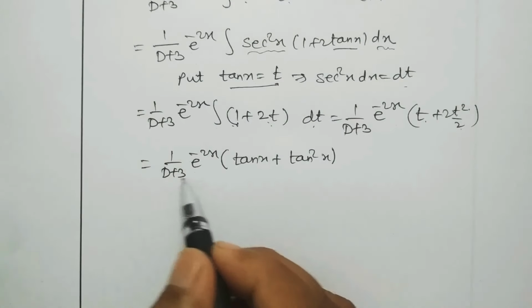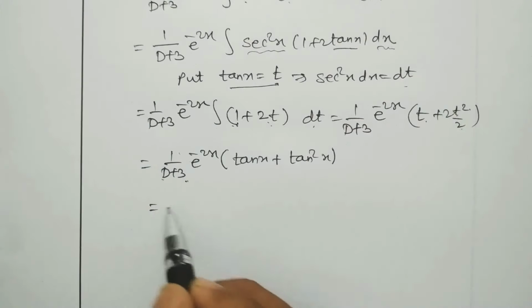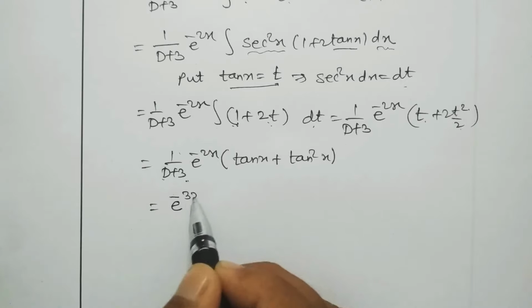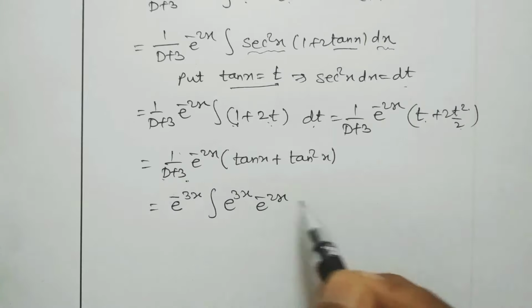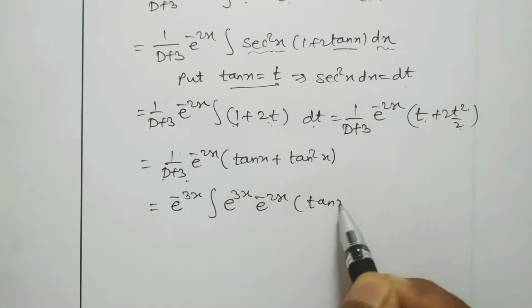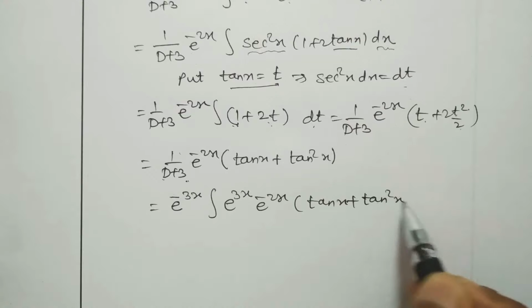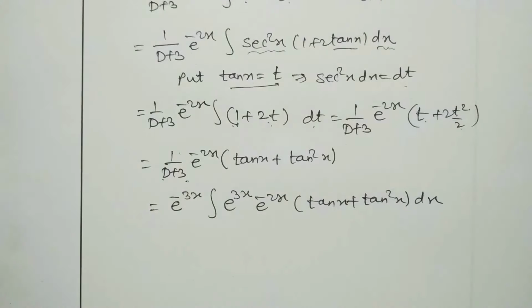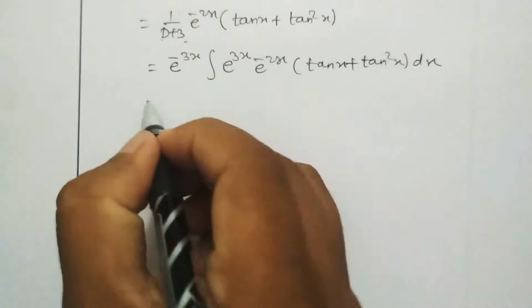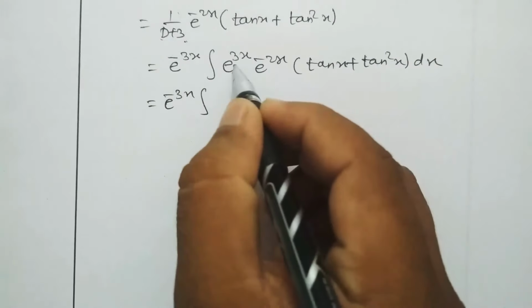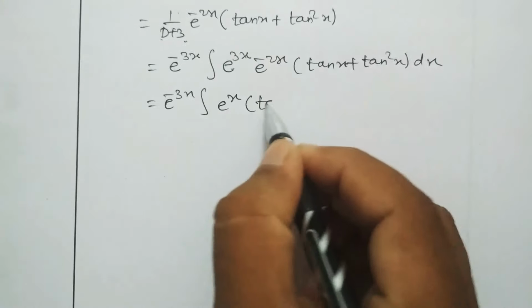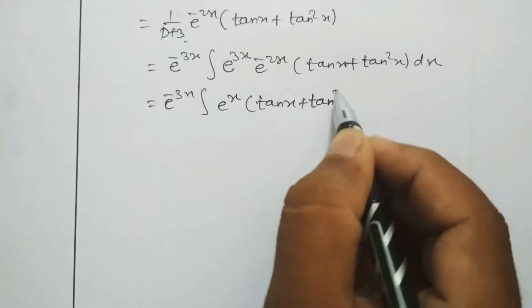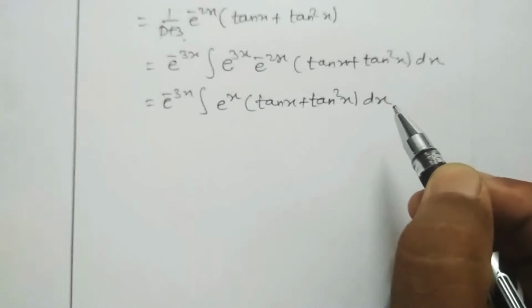Now again applying this D plus 3 factor by using the formula 1 upon D plus m. Here m is 3. So you will get e raised to minus mx, so minus 3x outside, inside e raised to mx, so e raised to 3x into e raised to minus 2x tan x plus tan square x dx. So this is equal to e raised to minus 3x integration e raised to minus 3x into e raised to minus 2x, addition of powers, so you will get e raised to x tan x plus tan square x dx.